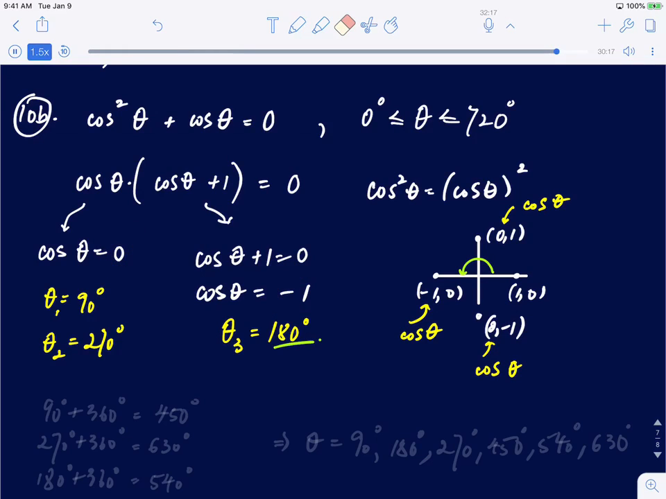Okay, so we have 3, and because we're covering all the way into 720, I'm going to add 360 to each of those. So 90 plus 360, 270 plus 360, and 180 plus 360. Do they all fit within 0 to 720? 90 does, 270 does, 180 does, 450, 630, 540. We're good? So I have how many solutions here? 6 solutions.